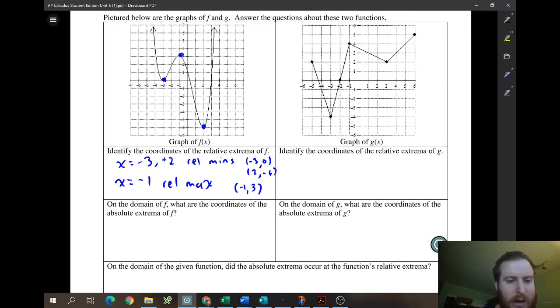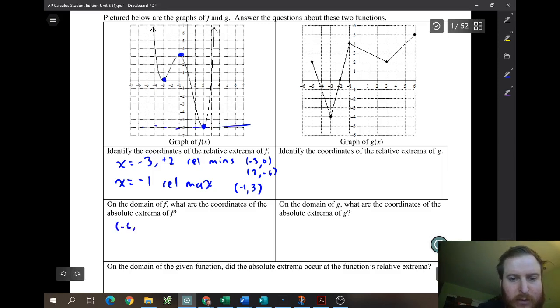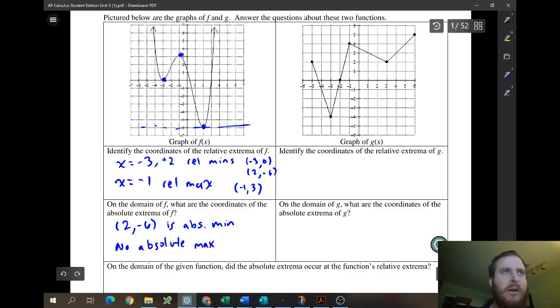Then on the domain of f, what are the coordinates of the absolute extrema? The very, very lowest that this graph ever gets is -6, so 2, -6, right? We have to write it correctly. 2, -6 is our absolute minimum. If we look, this graph on both sides goes up to infinity, so there is no absolute max. There's no biggest point because it goes up to infinity, and infinity goes on and on forever.